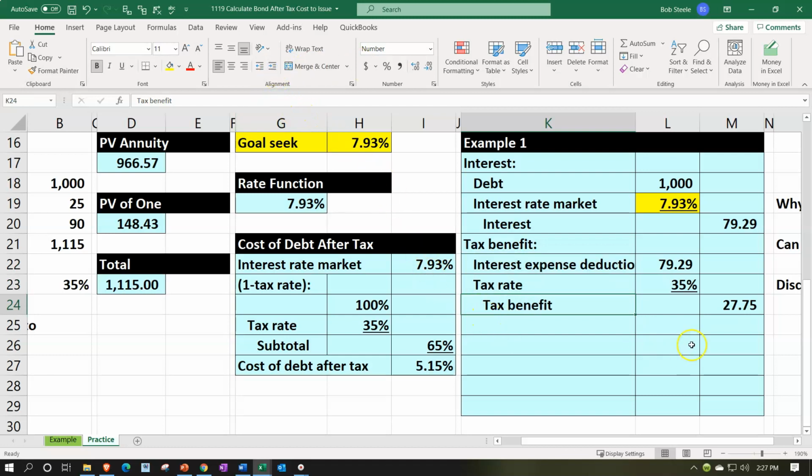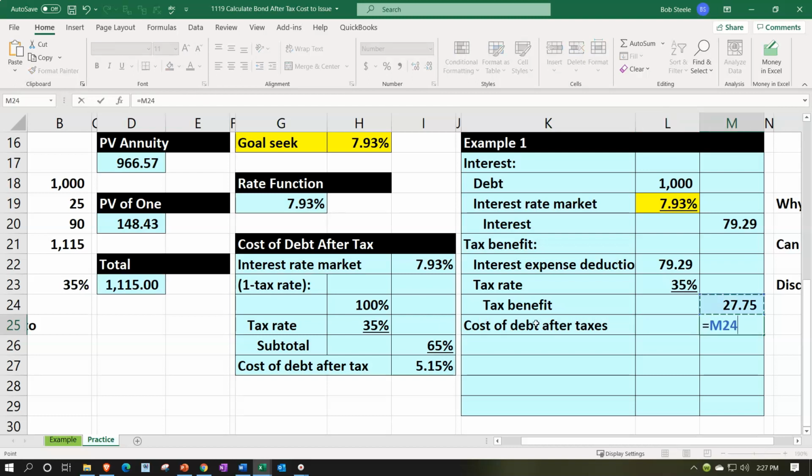All right, then we'll go ahead and indent these two, or three, alignment, indent again. So then we can subtract those two out and give us the cost of debt after taxes on a dollar basis, which would be the 79.29 minus the 27.75, adding decimals, numbers group, couple decimals, underlining the 27, font group, underline.